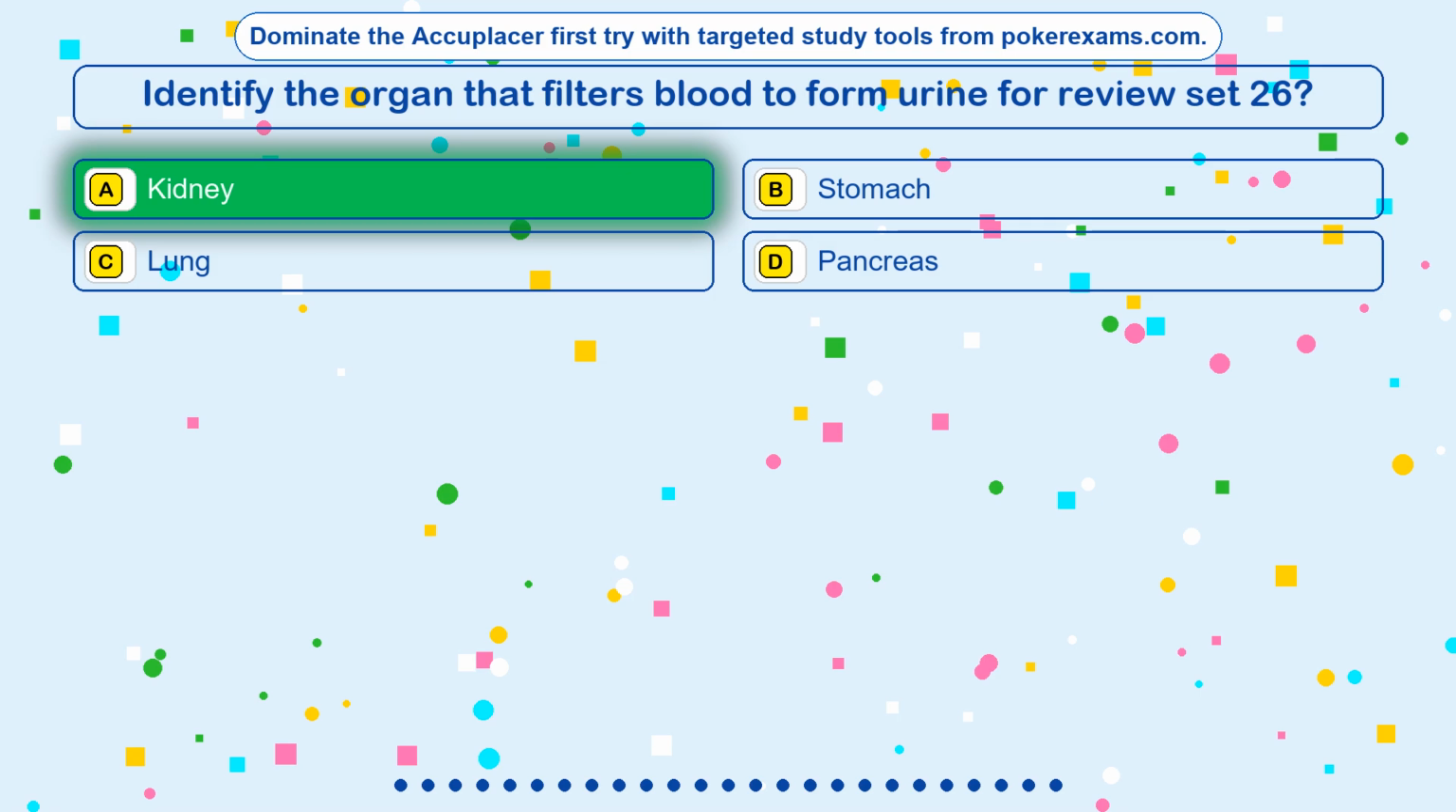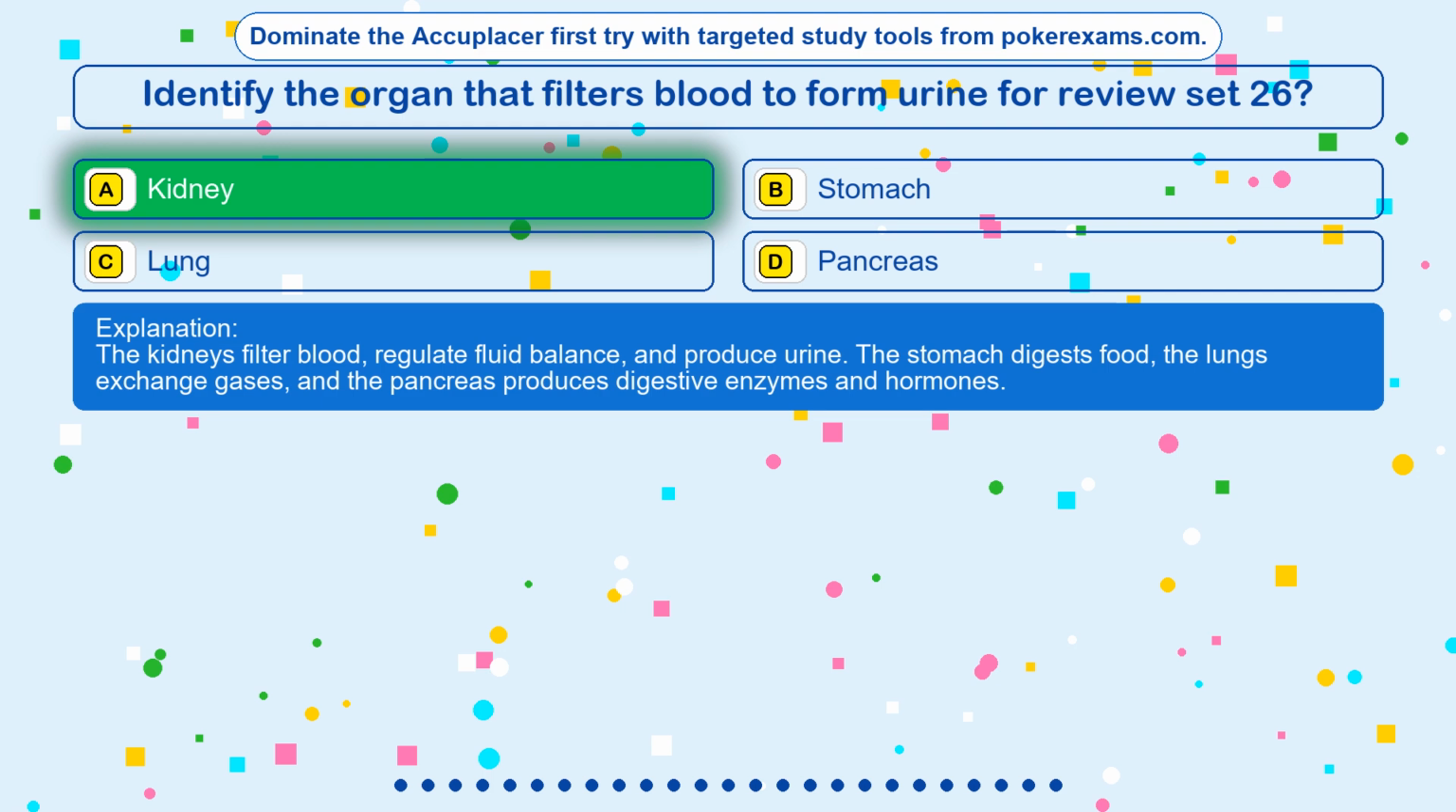The correct answer is option A, kidney. The kidneys filter blood, regulate fluid balance, and produce urine. The stomach digests food, the lungs exchange gases, and the pancreas produces digestive enzymes and hormones.